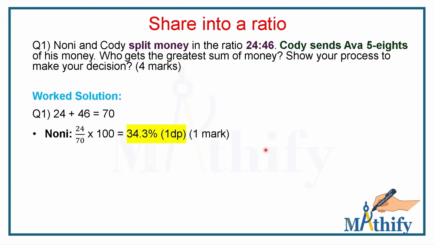That's your first mark. Let's do the same for Cody. 46 divided by 70 multiplied by 100 will give us 65.7% to 1 decimal place. So these are your 2 marks secured.